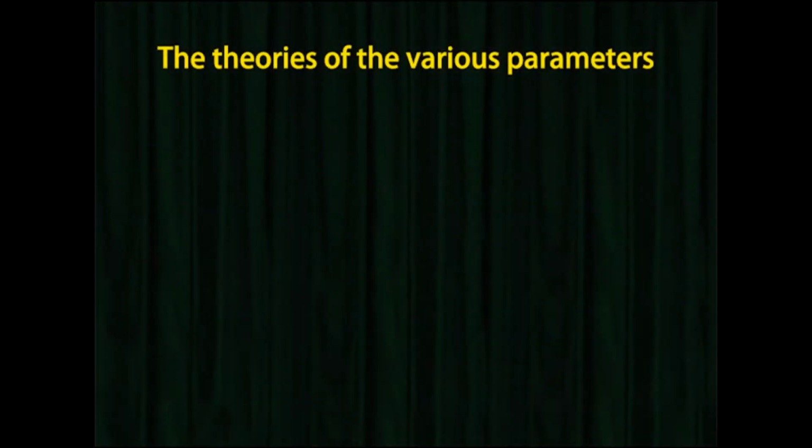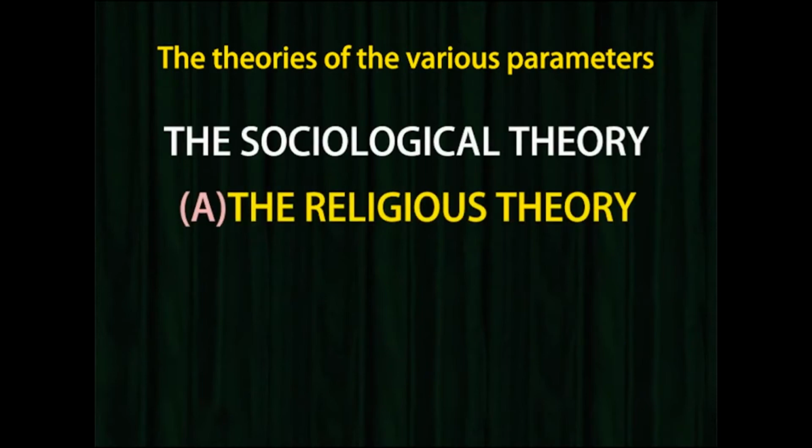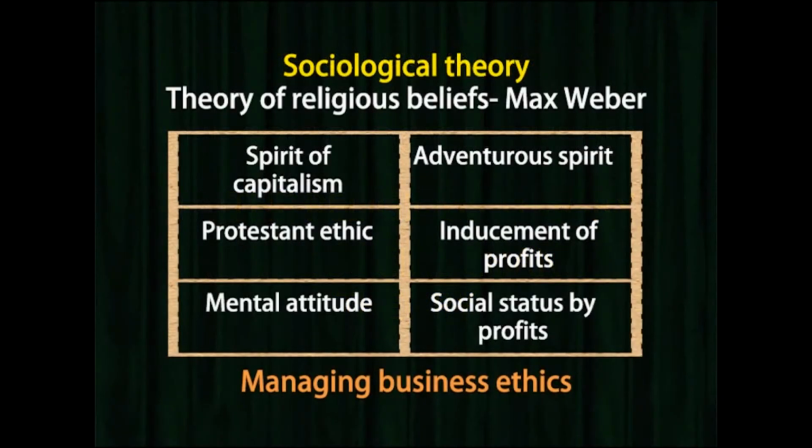Then let's study the theories in terms of the various parameters. First is the sociological theory, divided into the religious theory and the social change theory. We have shown you this diagram. In this is the religious theory of beliefs by Max Weber. We have 6 attributes related to it.